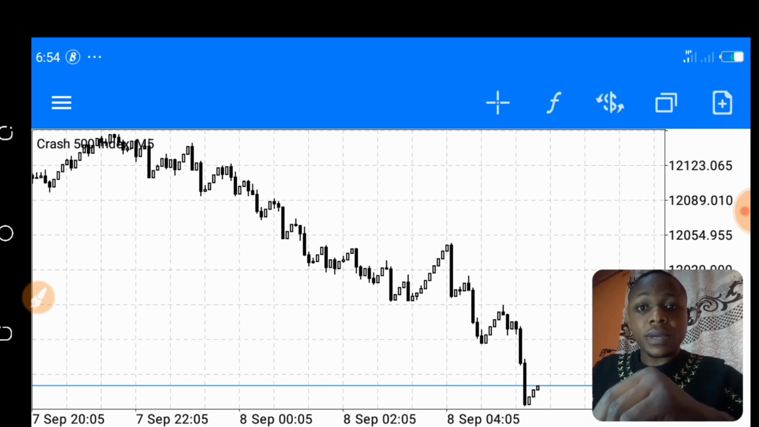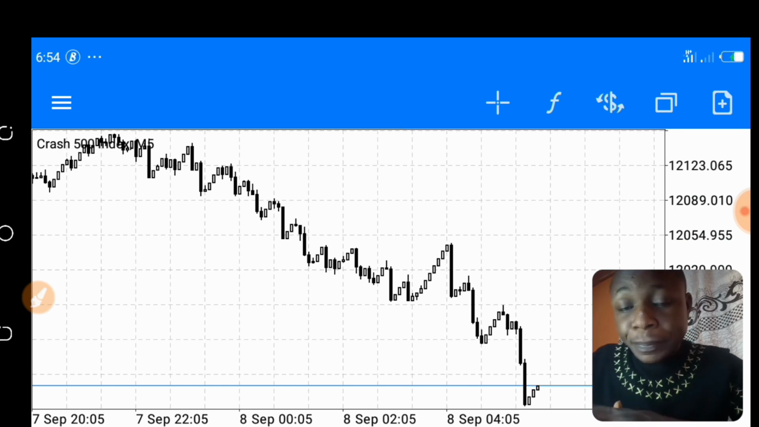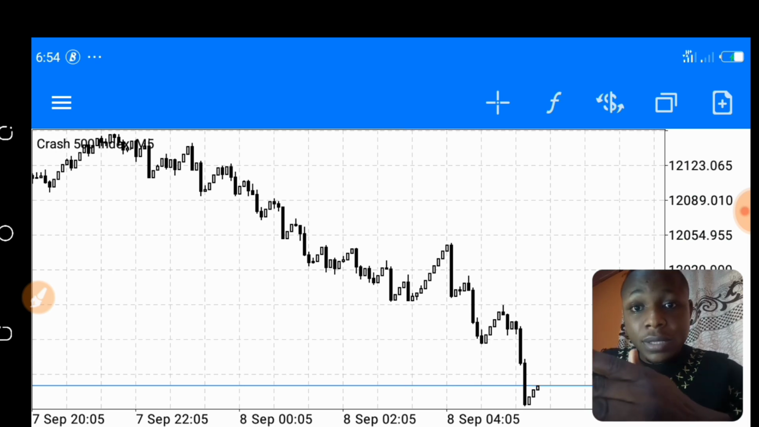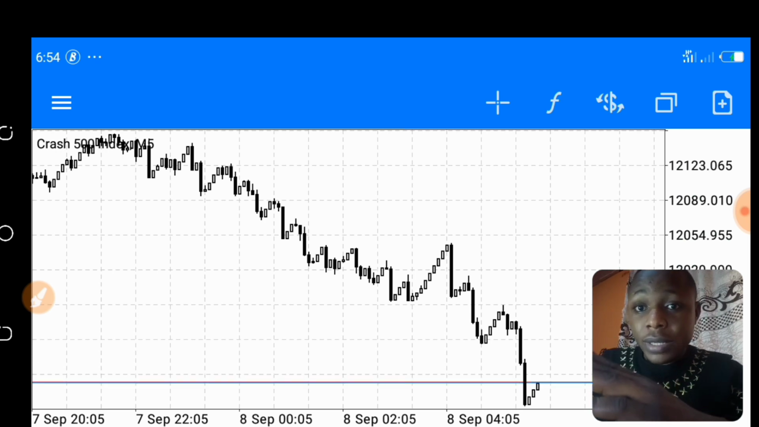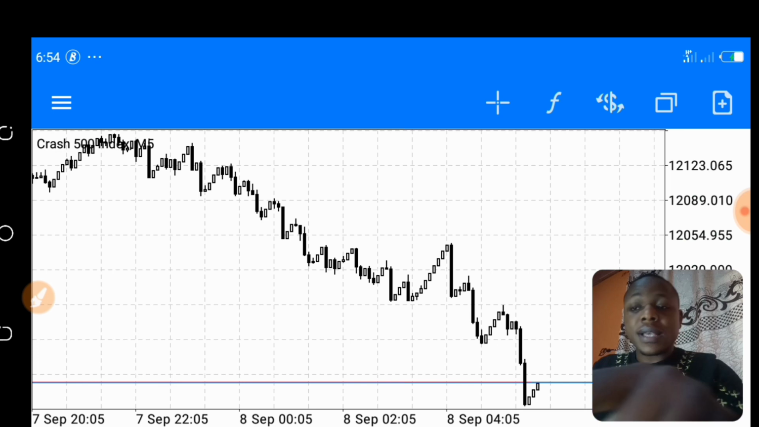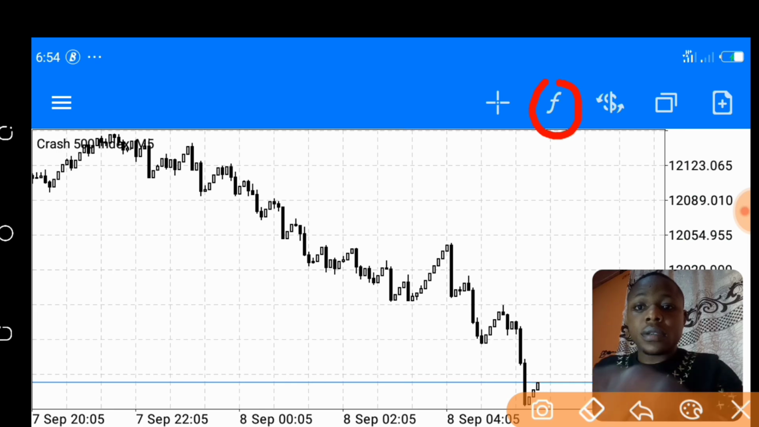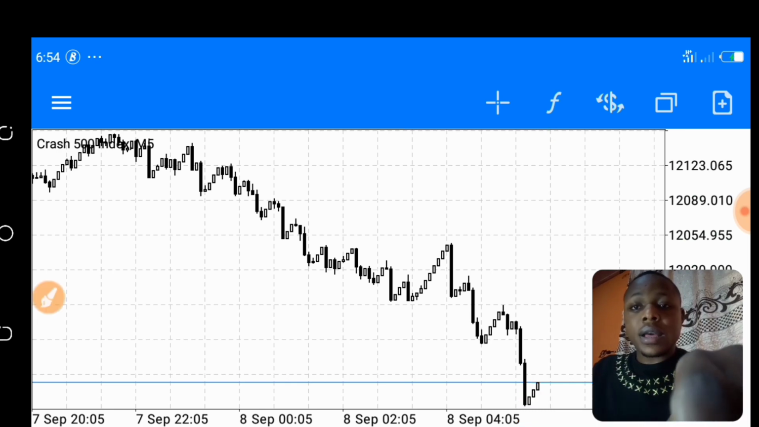If you are new on this market, indicators are tools you can use to determine the movement of the market. Indicators are tools you can use to know when a market has fully sold and it is ready to buy, and likewise when it has fully bought and it is ready to sell. So if you want to set up your indicator, you see this F sign on this chart. So just click on that F sign.